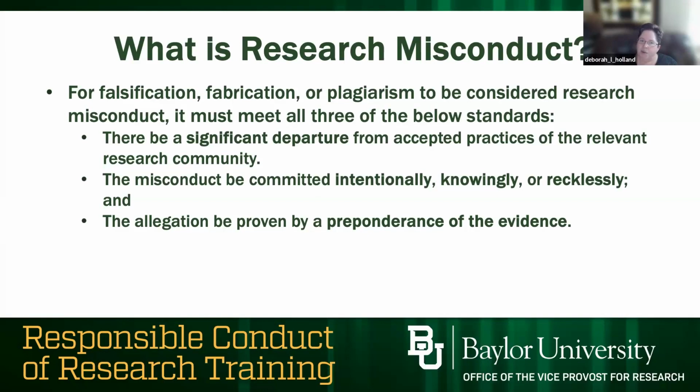And then the allegation has to be proven by a preponderance of the evidence. This is another legal standard. This is the standard that's used in what we call civil trials. It's not a criminal standard, it's a civil standard. And so it basically means more likely than not. So the misconduct more likely than not occurred. And so it's kind of a 51%, 49%. So 51% it occurred, then it meets that preponderance of the evidence. So it's more likely than not to have occurred.